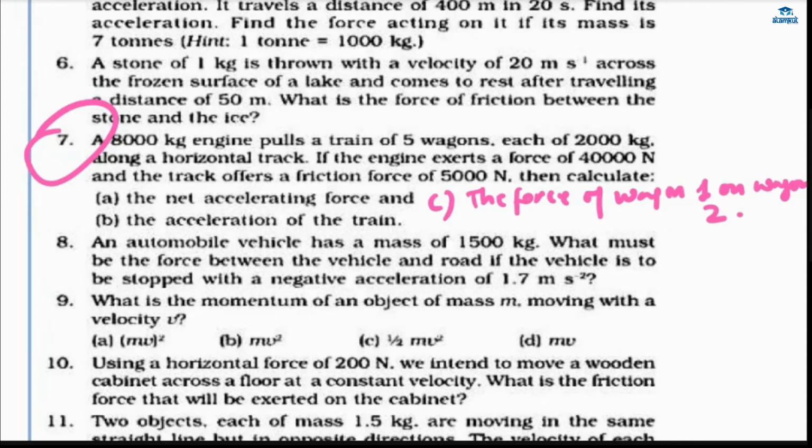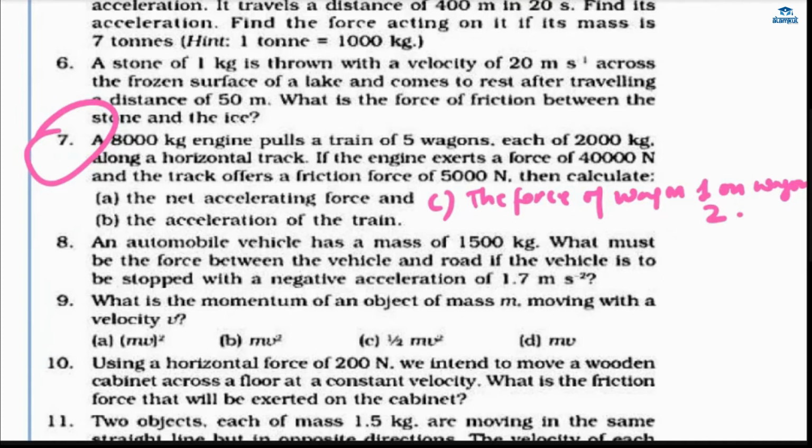Ma'am, which is C? It's 3.5 meter per second square. No, I'm asking about C, the force of wagon 1 on wagon 2, and wagon 2 on wagon 1. Oh, that one. You already know the acceleration, that is 1.94. And then you have to use the masses of the 4 wagons. It is 28,000 Newton.